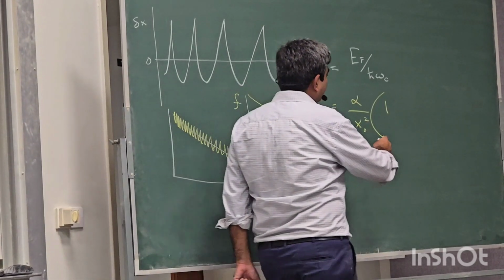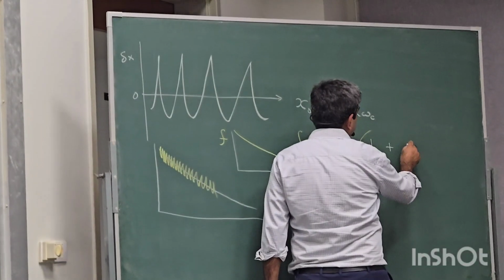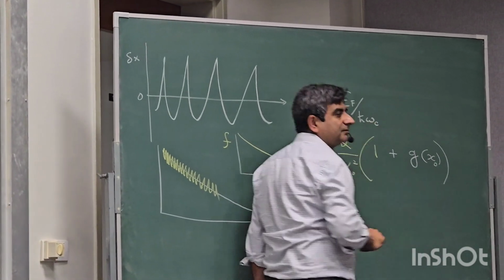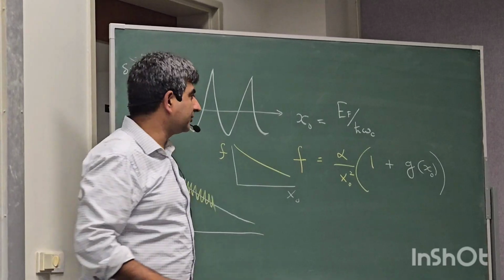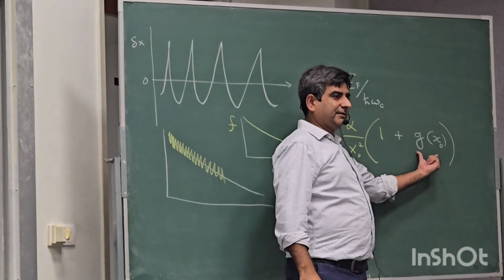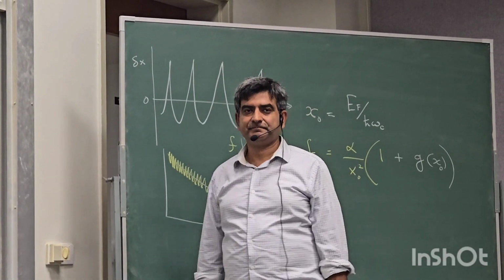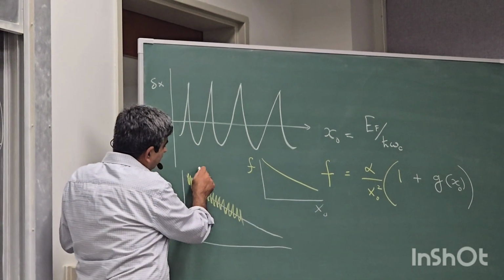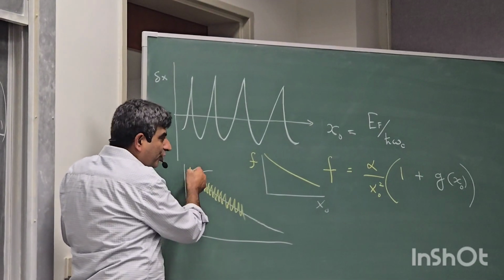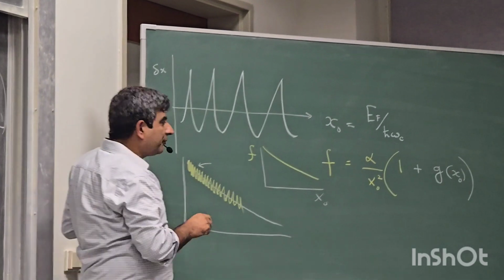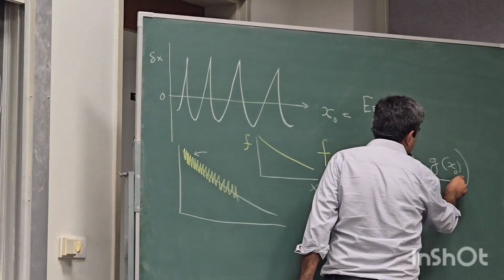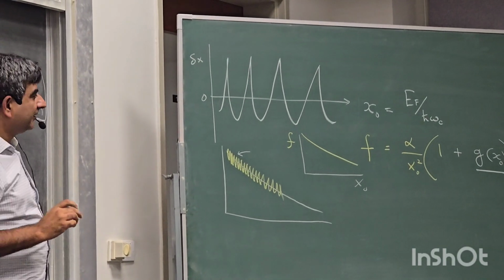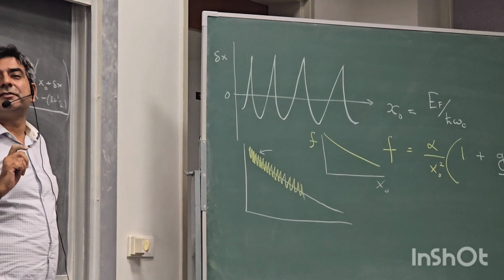So let's call those oscillations, say, some g(x naught). Now this is an oscillatory function. This is also an oscillatory function. Okay, and this oscillatory function represents these small oscillations that ride on top of this decay. Now we want to find out what this g(x naught) looks like. Correct. So g(x naught) is now an oscillatory function.